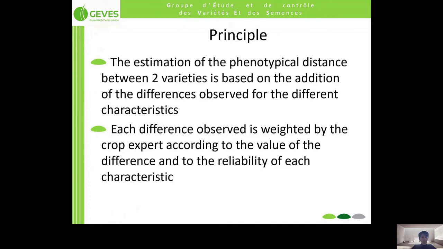Now, the principle of the software, as I said just before, is to estimate the phenotypical distance between two varieties. This phenotypical distance is obtained by the addition of differences observed characteristic by characteristic. The particularity of Gaia is that each difference observed is weighted according to the intensity and to the reliability of each characteristic. Of course, all weightings are defined by the crop experts.